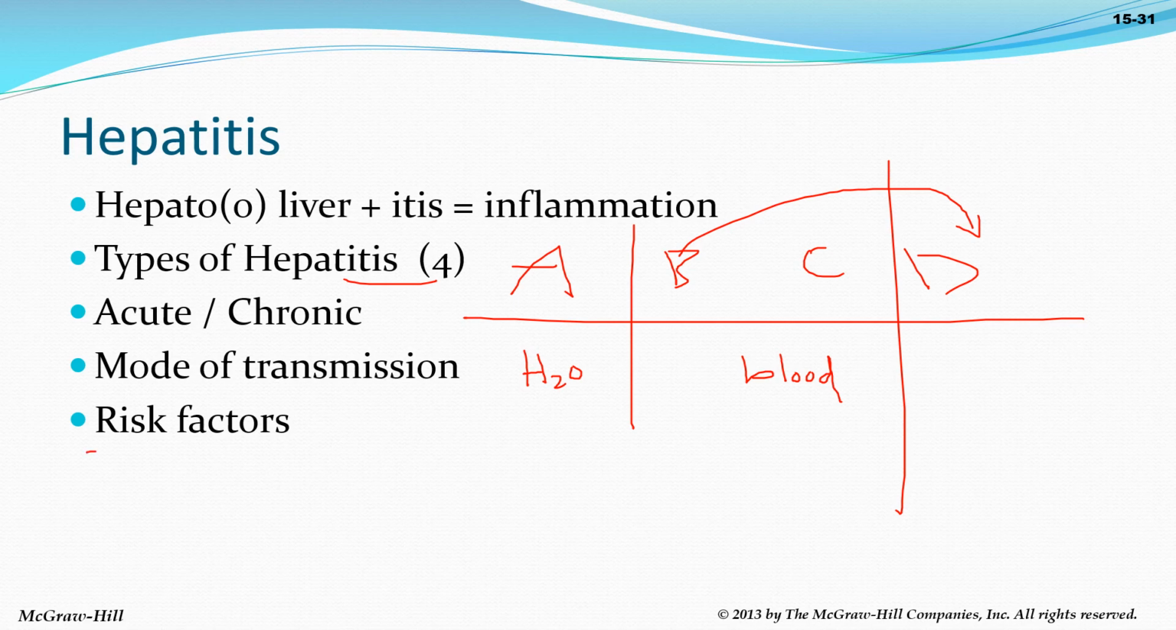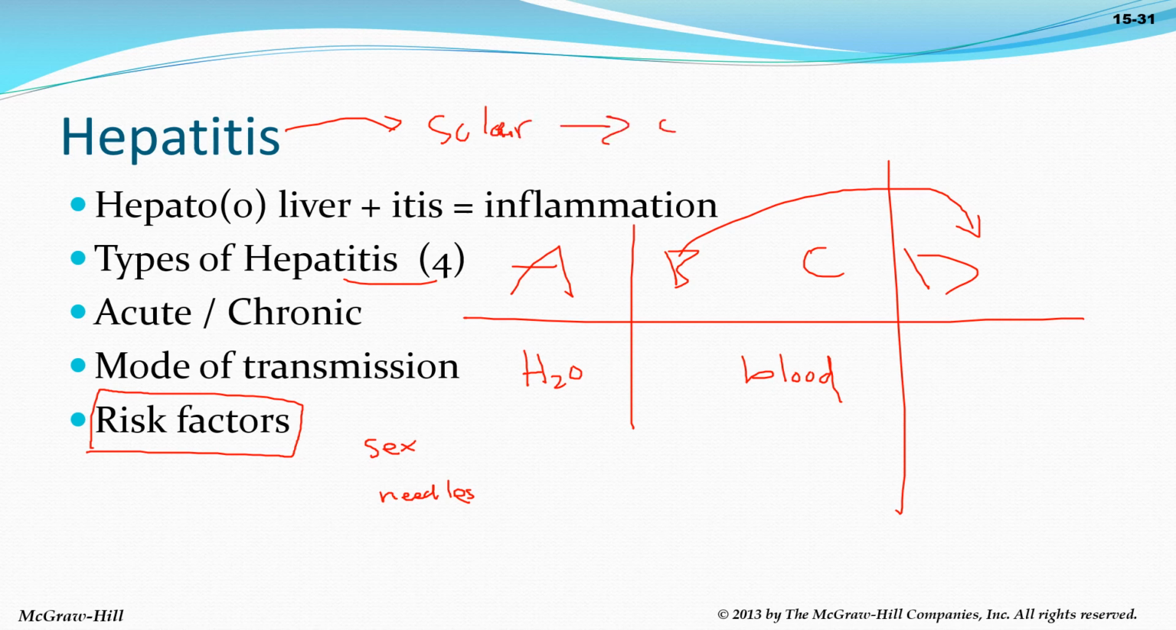So what are some risk factors of hepatitis? Unprotected sex, needles, not the results, not what happens. We know what happens, right? It leads to sclerosis, so hardening, and then that can lead to cancer.